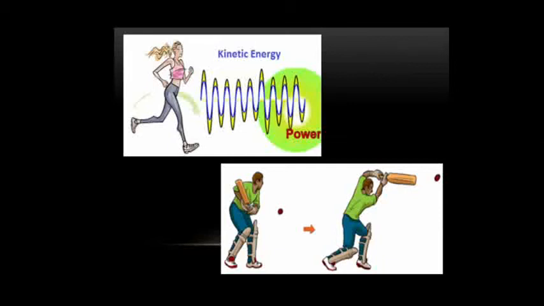have mechanical energy. If a moving body has more speed, it will have more kinetic energy. For example, if a batsman hits the ball with more force, it will go for boundaries.